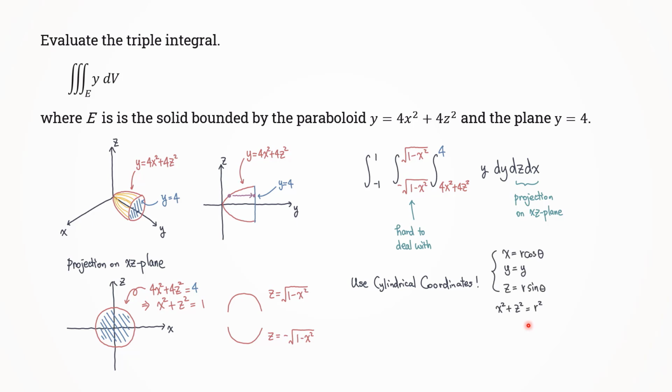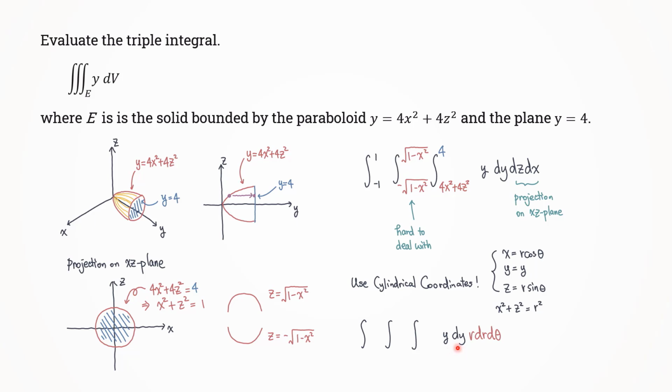Here are the conversions. The problem is that this time the projection is on the xz plane, not on the xy plane. So our usual conversion, which is x equals r cosine theta and y equals r sine theta, we cannot use anymore. We actually need to put the r sine theta for the z, and y is equal to itself. And because of that, x squared and z squared, when we add them together, we are going to get r squared.